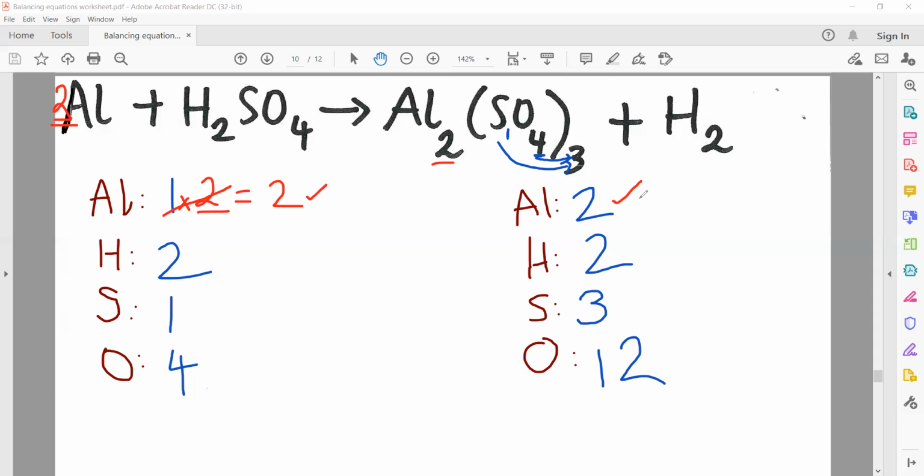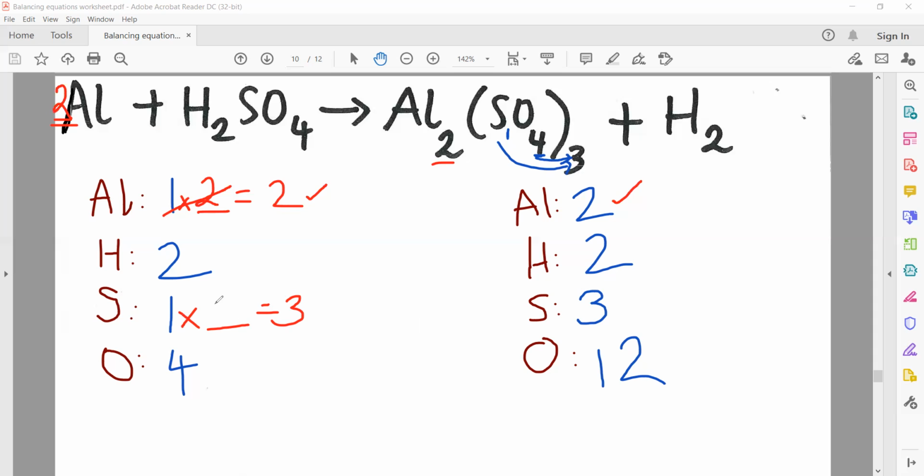Then the next step is to look at the other elements that we have. So if we look at, for example, another one that's not balanced to begin with, it is sulfur. Sulfur has 3 on this side and it's got 1 on this side. So my goal now is to make the left-hand side sulfur 3. I want 3 atoms of sulfur on the left-hand side to balance it out on the right-hand side.